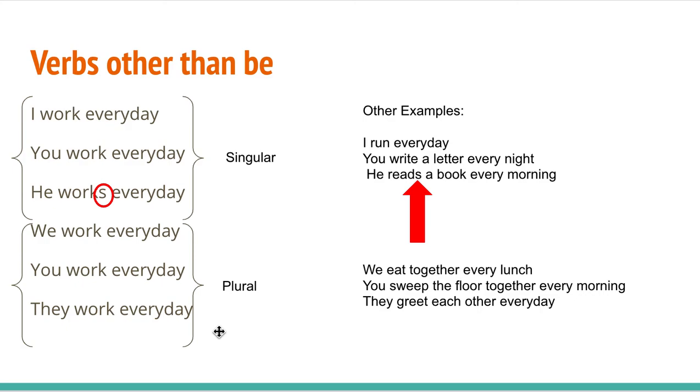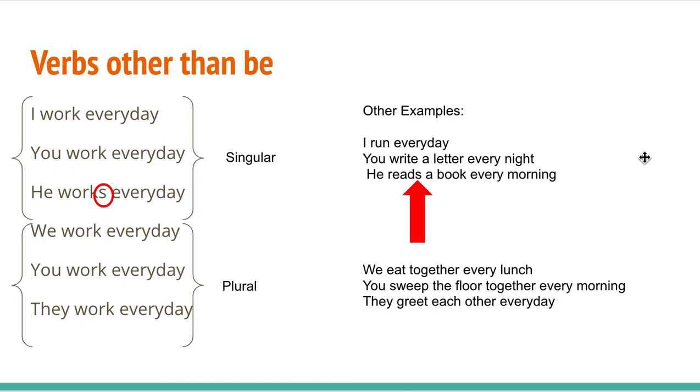They work every day. So this is the singular form of the pronouns, right? I is singular, you is singular, he is singular. You also have you more than one, right? So that's plural, we is plural, and they is plural, right? So we have other examples. I run every day. Repeat with me. I run every day. You write a letter every night. Sorry, you write a letter every night. I made the same mistake in class. That's so funny.